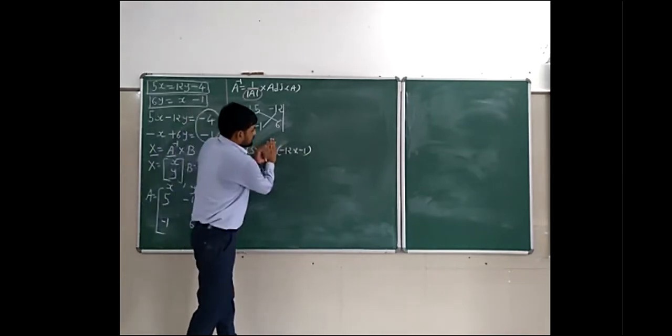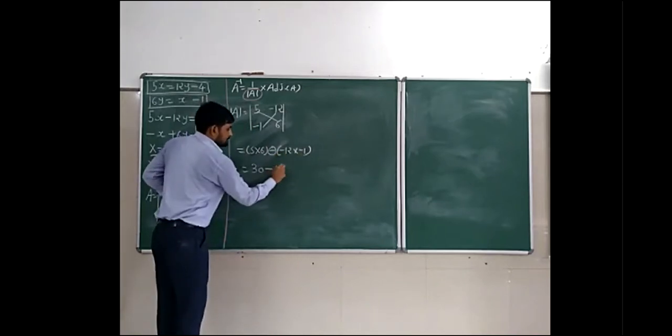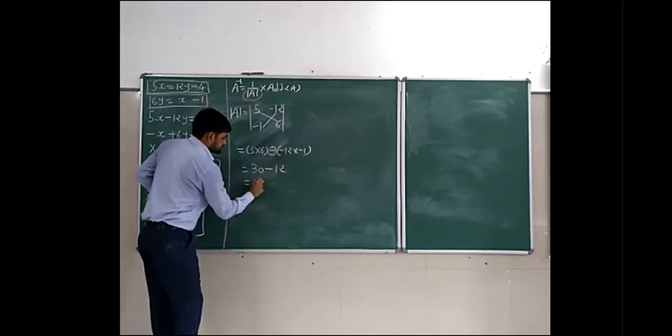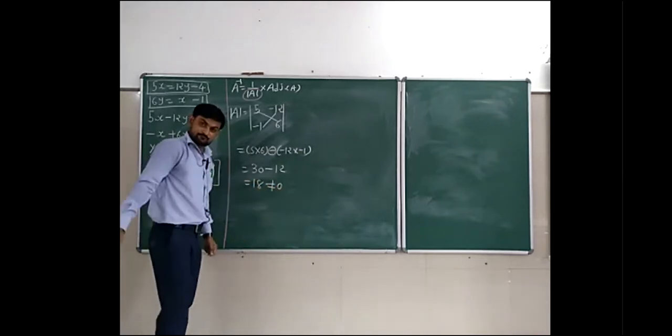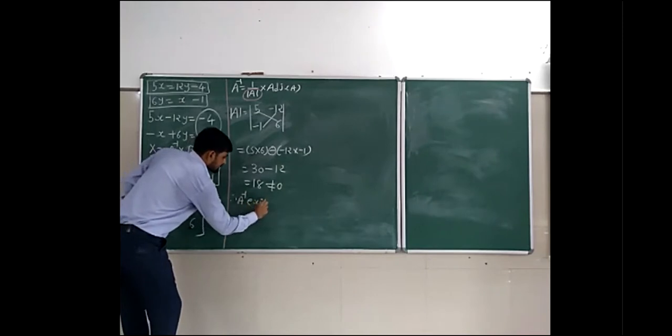Now first, just look at this bracket. Try to solve this bracket. So minus minus plus, and 12 into 1 is 12. So the answer is 18, which is not equal to 0. Therefore, A inverse exists.